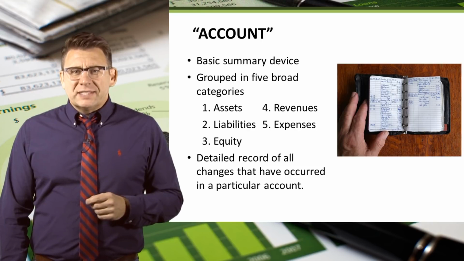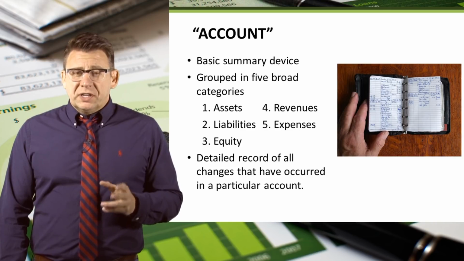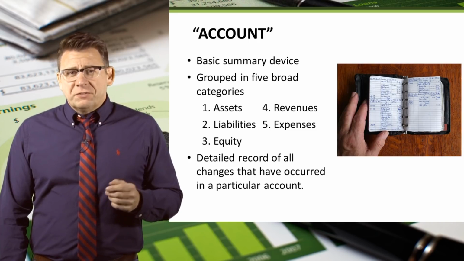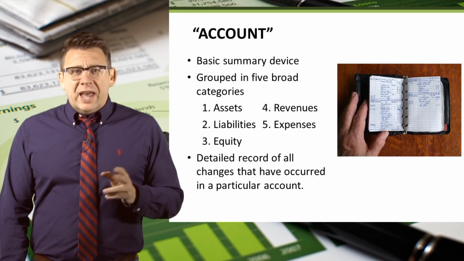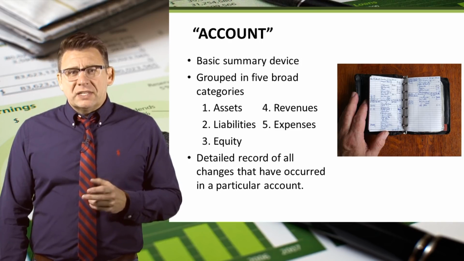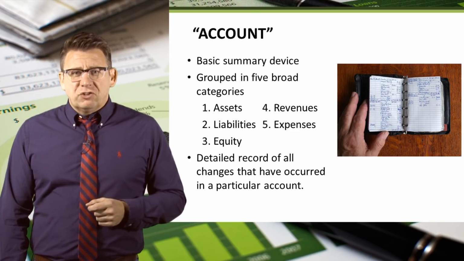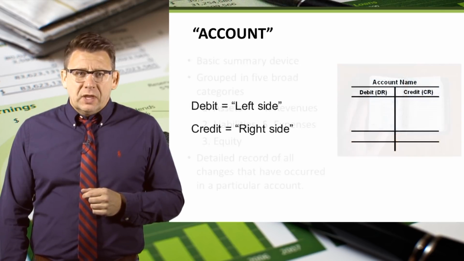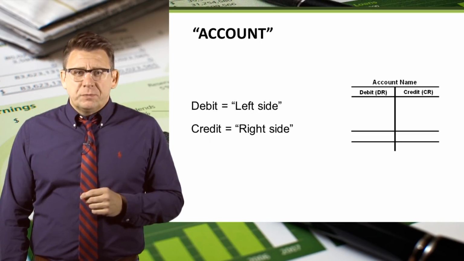An account is a basic summary device used in accounting. All of the related transactions to a particular account are recorded in that account. For example, all of the transactions affecting cash would be recorded in the cash account. Accounts are grouped into 5 broad categories, which include assets, liabilities, equity, revenues, and expenses. We will learn how financial data moves from the journal into the account later. In an academic setting, the account is often expressed as a T account.